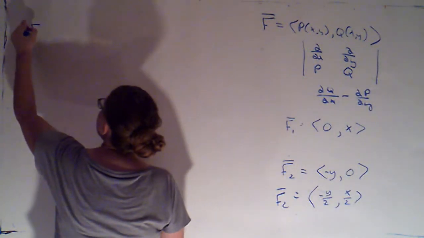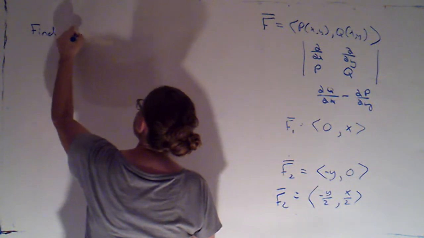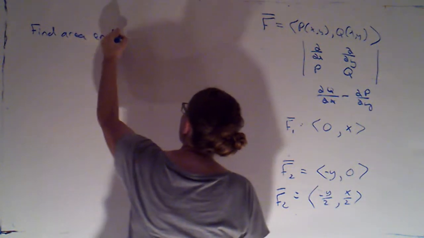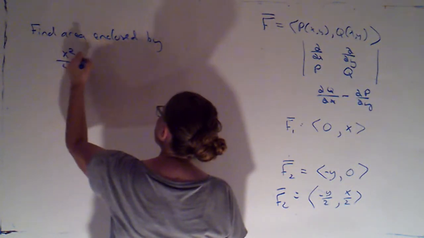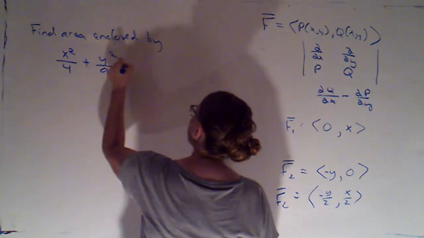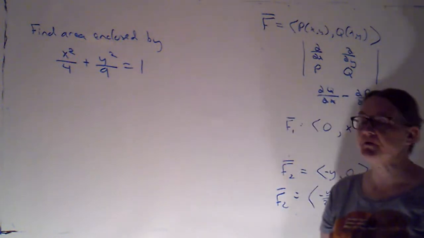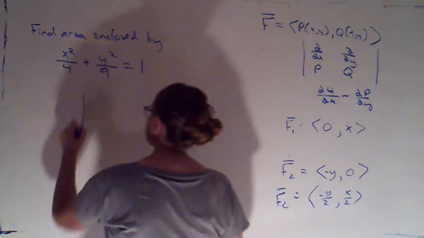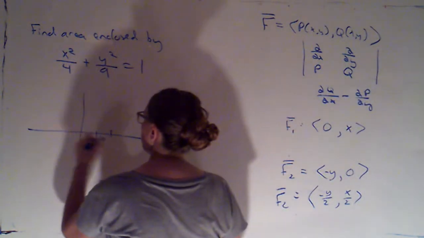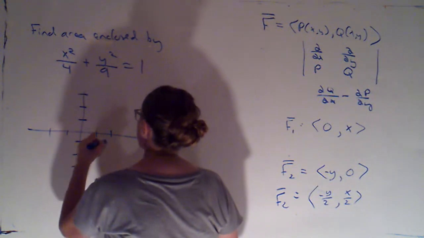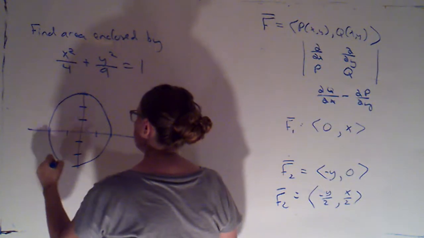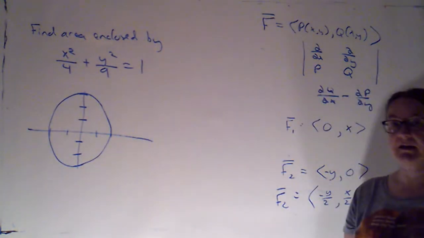So let's say I want to find the area enclosed by x squared over 4 plus y squared over 9 equals 1. So that's a beautiful ellipse in the xy plane. We're coming out 2 in the x direction, 3 in the y direction. That's my beautiful curve right here.